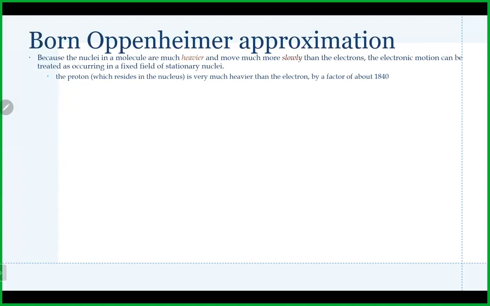So it says that because the nuclei in a molecule are much heavier and as such will move much more slowly than the electrons, the electronic motion can be treated as occurring in a fixed field of stationary nuclei. Now, the truth of the matter is the nucleus is not stationary, but because it is heavier, you can quickly study the electronic structure, the motion of the electron, and then once it moves on, you can see whether it has changed or it hasn't changed.